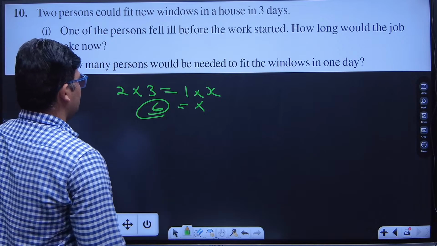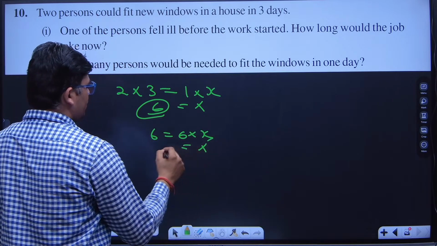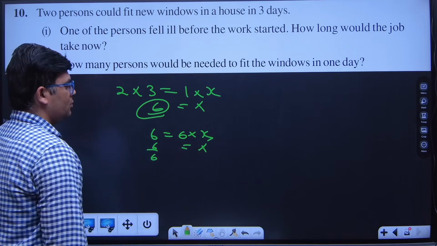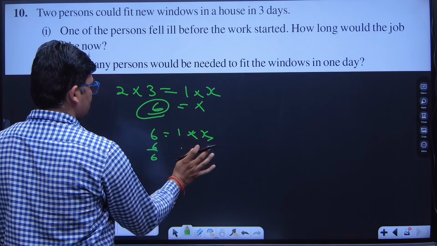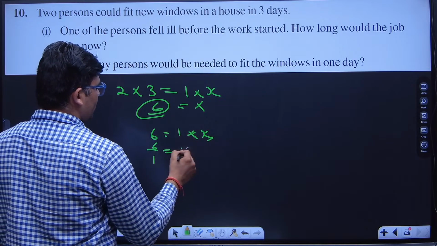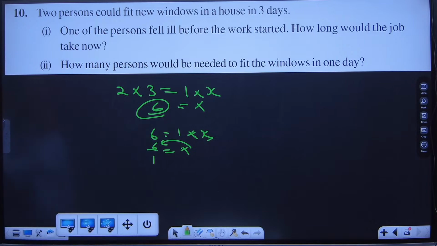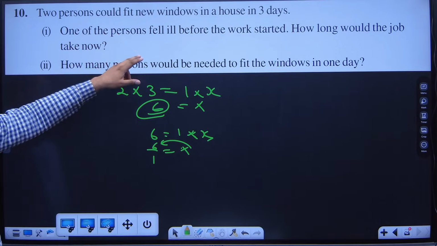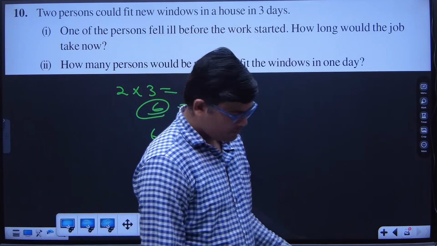Again, the 6 must be equal to 6 into x. So x equals 1 day. Sorry, 1 into x, so 6 by 1. So 6 days. So 6 persons will be required, and 6 days will be required. Both the answers for both the cases are 6.